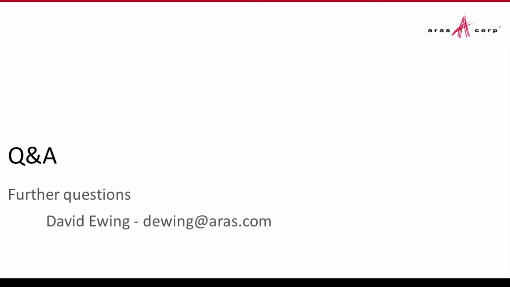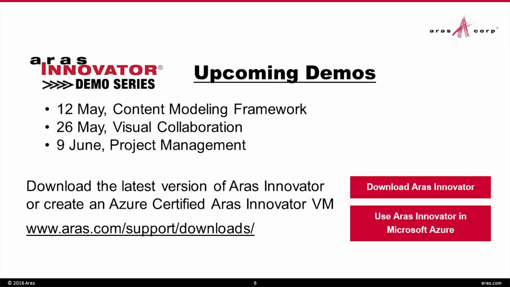We have some upcoming demo series in the next coming weeks: the content modeling framework, which is some new capability that I think you'll like, the ability to custom design documents and custom design toolbars. Then more on visual collaboration, which is a very powerful tool that we provide, and then the project management tools. You'll be able to see this online as soon as we get it up, and we'll send you an email. You can always download the latest version of Innovator from the web.